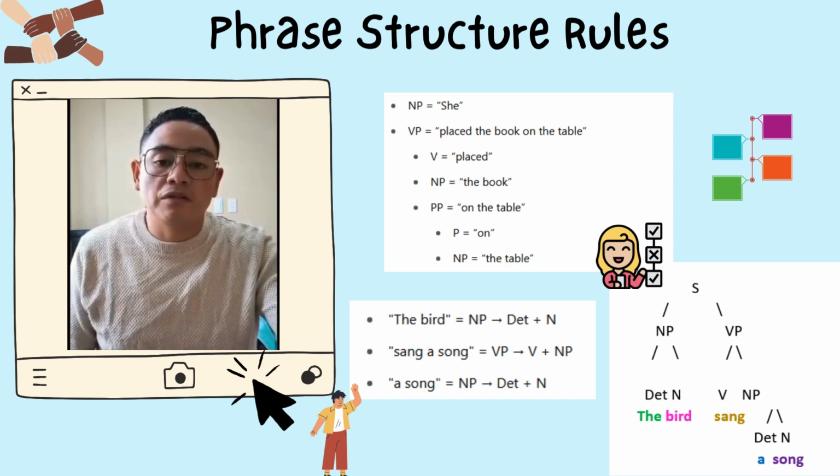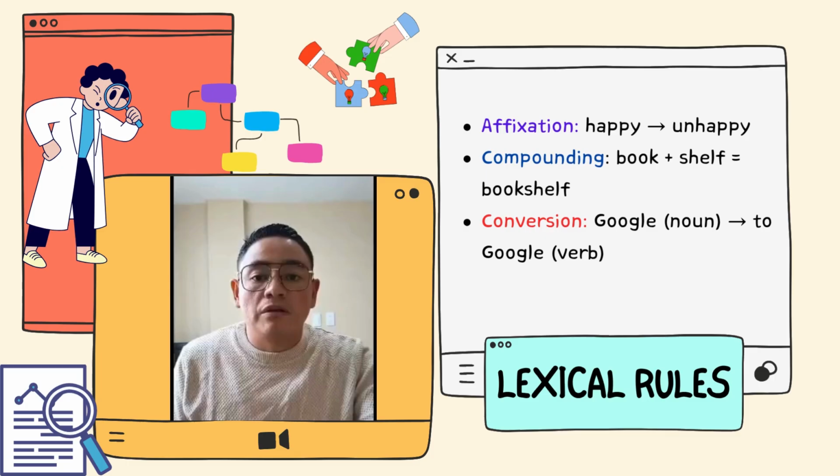Explanation: here we employed phrase structure rules for this tree. We created noun phrases out of determiners and nouns. Then we built the verb phrase from a verb and another noun phrase. Finally, we combined everything into a complete sentence.